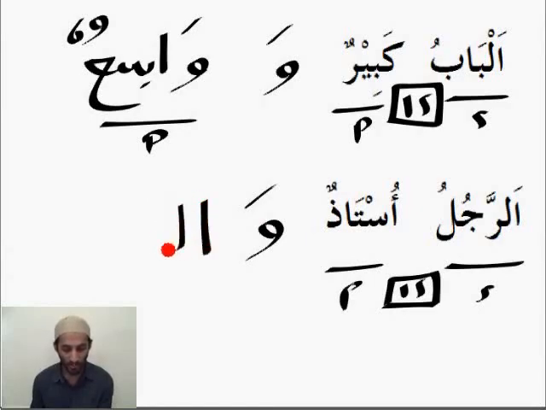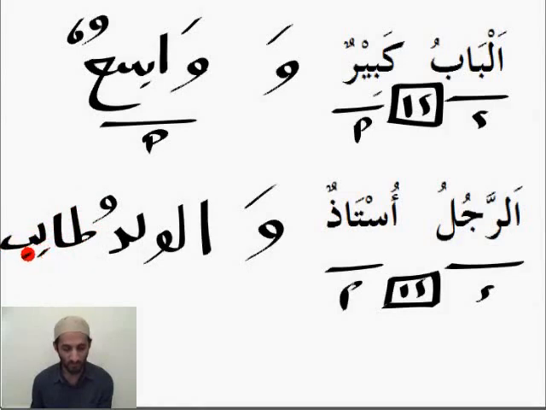Wa al-waladu. Hope I didn't run out of space. Just about got it. Alright. Wal-waladu talibun, and I must have my tanween there. Talibun. Alright. The man is a teacher and the boy is a student. In other words, I just put in my "and" and I go into my second nominal sentence.